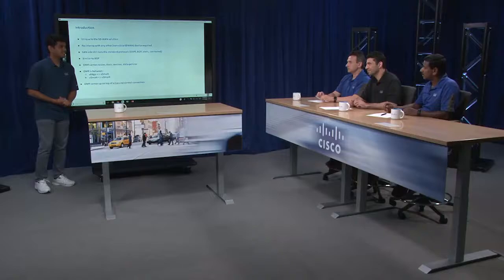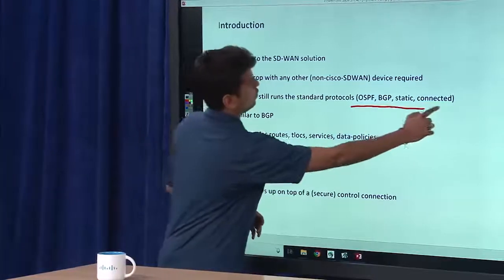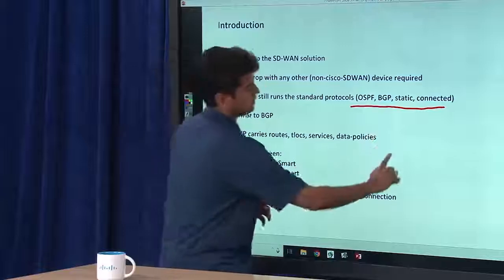Jigar, I have a question. If OMP is proprietary, how do you interoperate with other non-SD-WAN devices to exchange routes and other things? Yes, exactly. So like we said, we still support OSPF, BGP, static and connected routes and stuff like that.